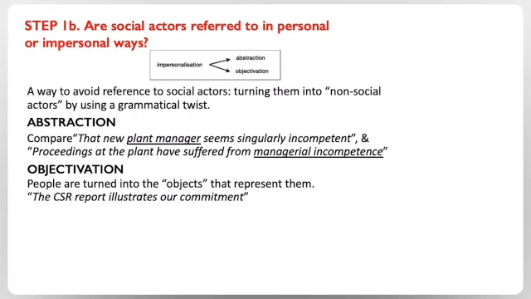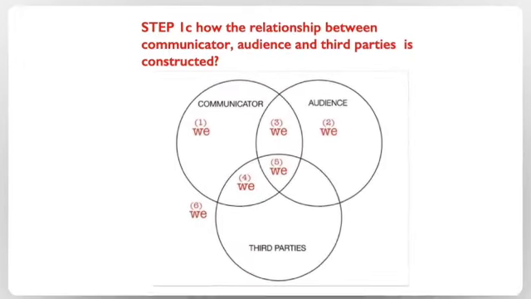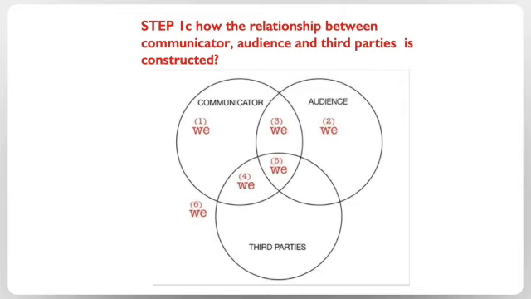And objectivation is when we replace people with objects, like the report illustrates, the proceedings have shown, the book talks about. So you can see how here we use objects instead of social actors. Now, remember, there are 3 steps to look at social actors: how they are referred to, and we can also look at how they relate to one another, what's the relationship between communicator, audience, and third parties.